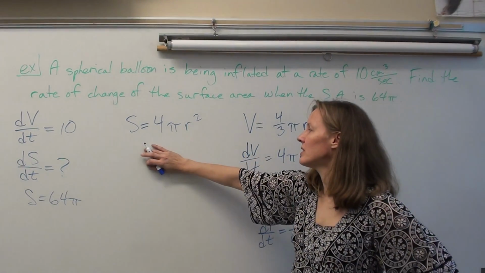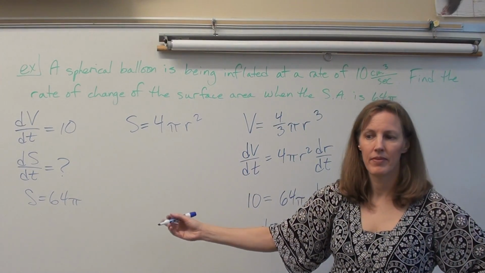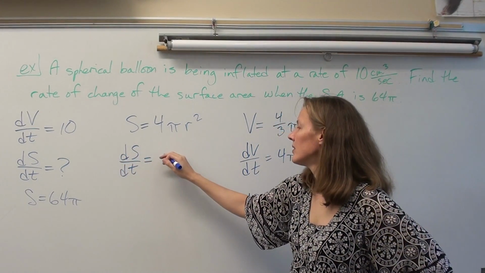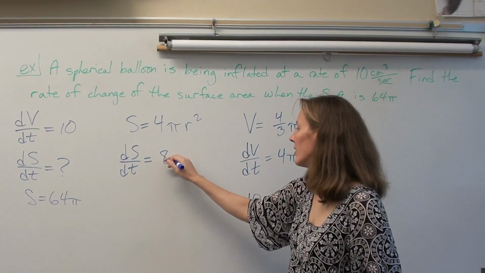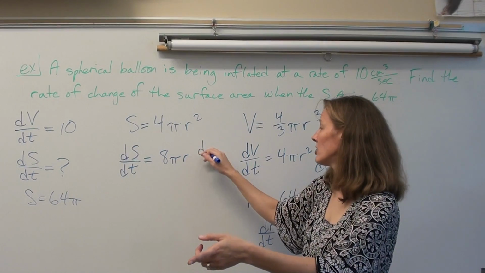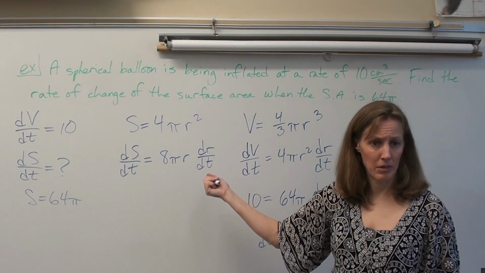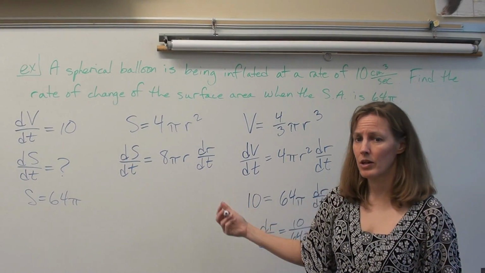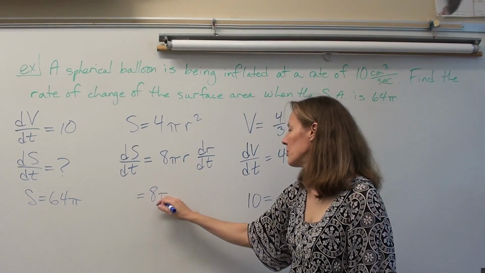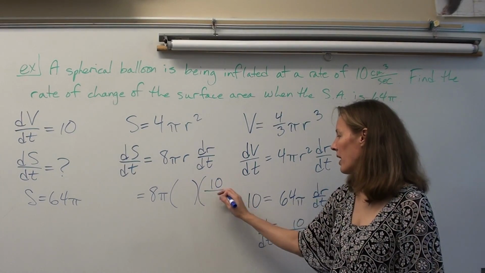Now I go back to my surface area equation. Walk me through the derivative of surface area. dS/dt equals 8 pi r. Don't forget the dr/dt, really important. Guys, every time you differentiate, you're going to be putting one of those d-something dt's. Okay, don't forget those. All right, dS/dt is what we want, so we need 8 pi, we have to find the radius, but dr/dt, hey, we know it, it's 10 over 64 pi.